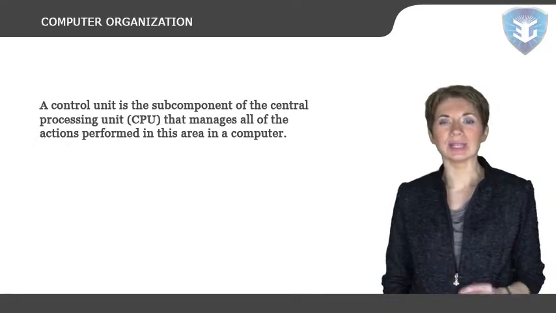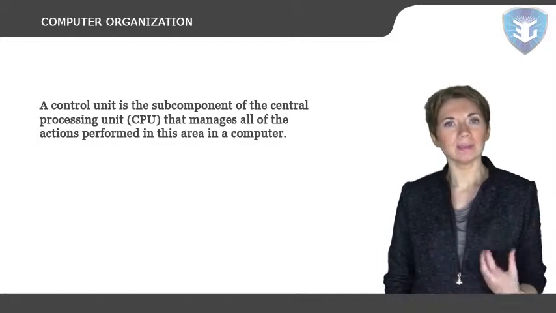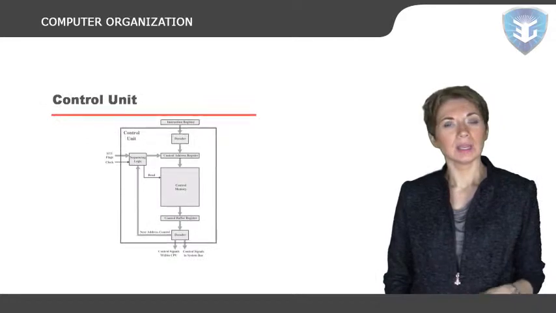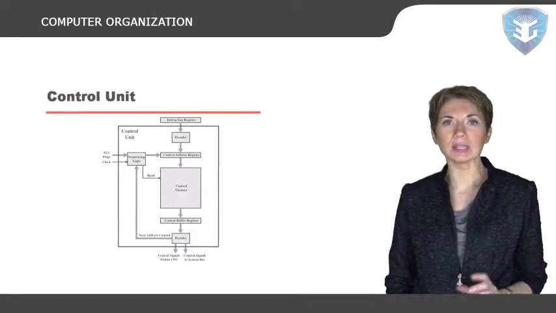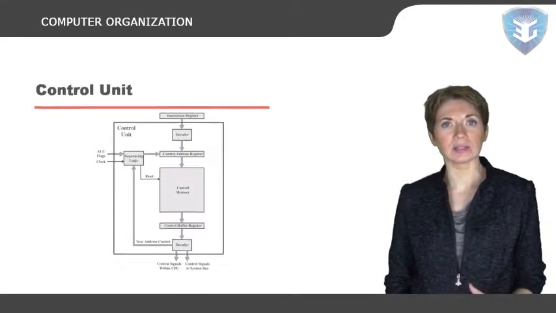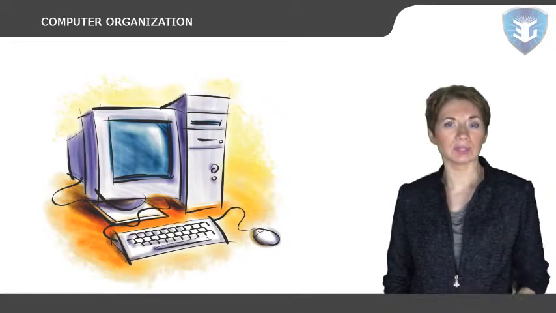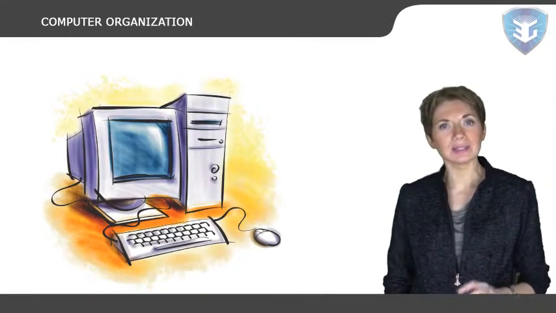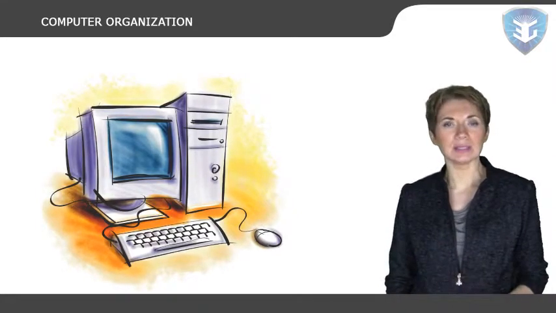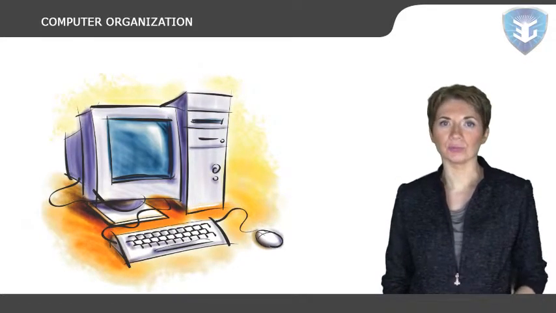A control unit is the subcomponent of the central processing unit, or CPU, that manages all of the actions performed in this area in a computer. It is responsible for taking the various inputs from the computer, instructions and data, and telling the processor what to do with them. Since the CPU is considered the brain of the computer, control unit is sometimes referred to as the brain within the brain. Depending on the CPU's architecture, the control unit may have varied tasks to perform.